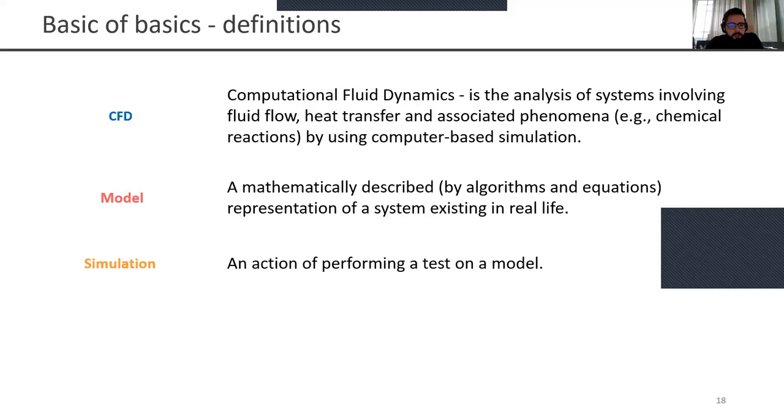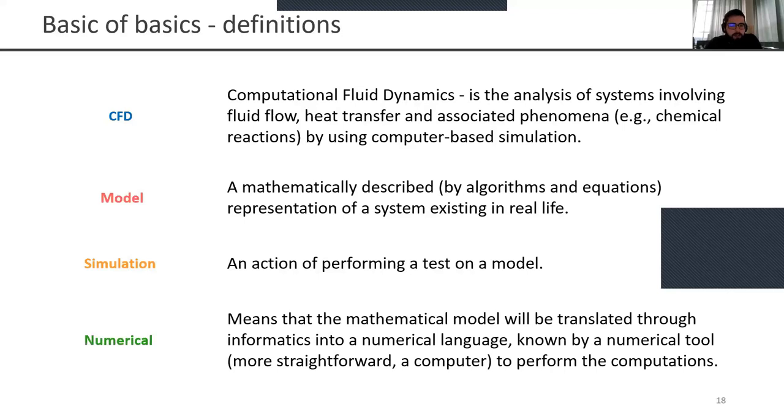What is a simulation? A simulation is an action performed on a test model. Firstly, we build the model, and then we calculate different scenarios on it. Each scenario calculated by the model is called a simulation. And numerical, because it's also an often used term, means that the mathematical model is translated through informatics into the numerical language known by the numerical tool, so the computers, to perform the computations.